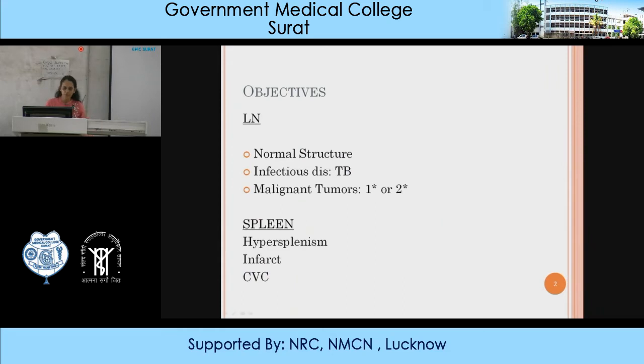So, what are the learning objectives? For the lymph node, you must know the normal structure, normal histology, then pathology, infectious disease, mainly TB. We will not cover this topic in today's discussion because it has been discussed in general pathology practicals. Main focus is malignant tumors, primary or secondary, and spleen, hypersplenism, infarct. Again, CVC has been covered in general pathology.